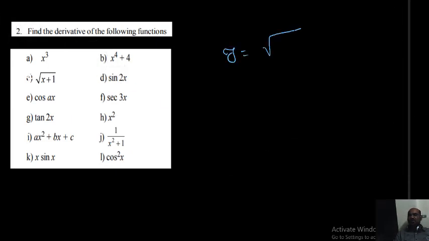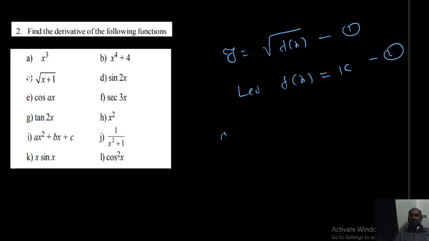Y equal to root over f of x is given. We want to find the derivative. Let f of x equal to some k. Okay, so this is the first one, this is the second one. Take the first one: y equal to root over k.